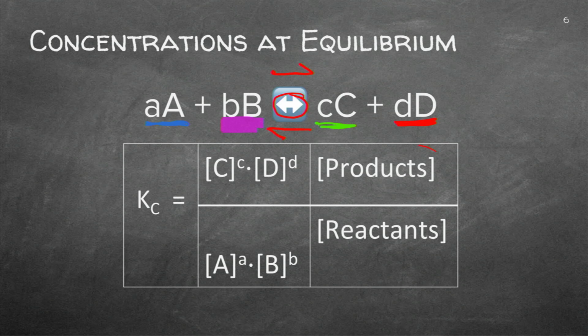So the products will always be at the top. You're going to put the products that we have. We had here C, you see there. I put the concentration of C in a bracket, and the moles, which is in front, will become a power there. D is the other product. I put D in the bracket and the power there.